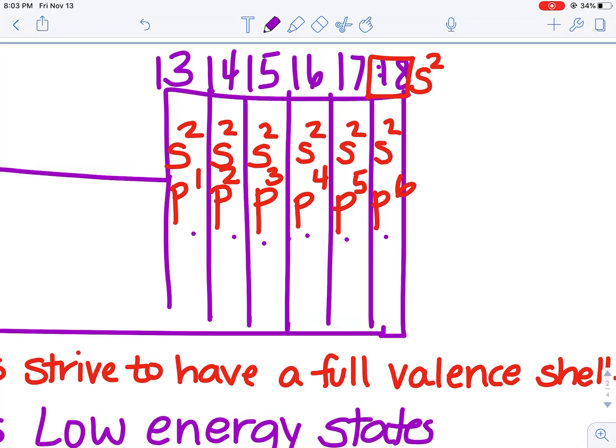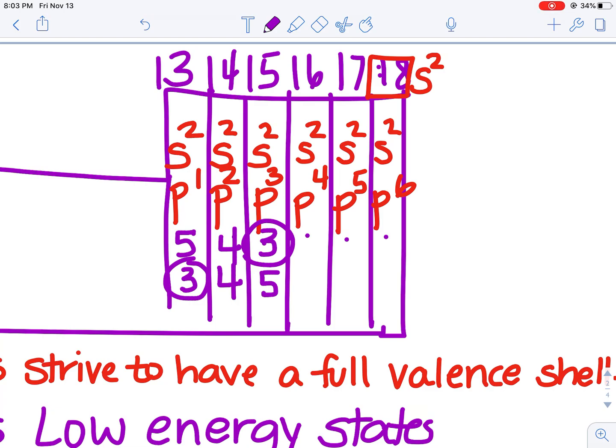Elements in group 13 have 3 valence electrons. They can either gain 5 or lose 3. Nature's going to prefer to lose 3. Elements in group 14 have 4 valence electrons. They can either gain 4 or lose 4. Meh. Kind of a what-if situation. My elements in group 15 have 5 valence electrons. They can either gain 3 or they can lose 5. Nature's going to prefer that they gain 3.